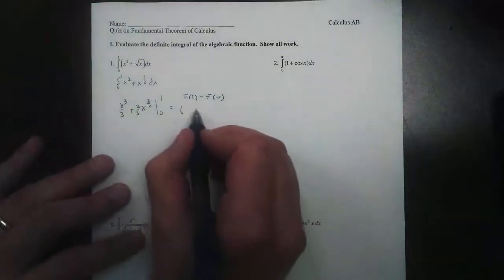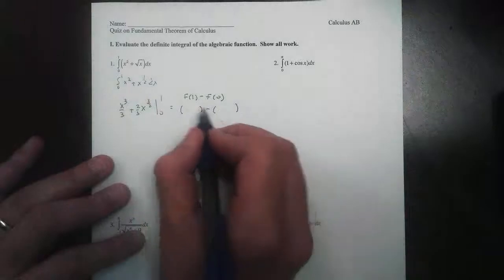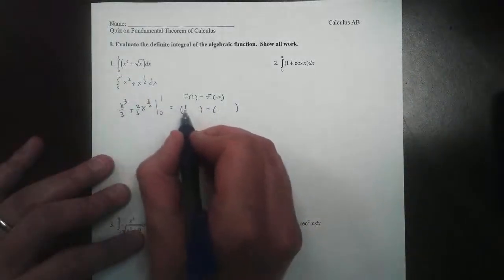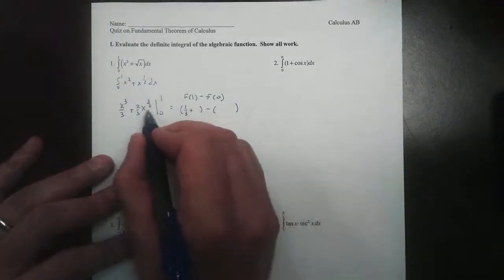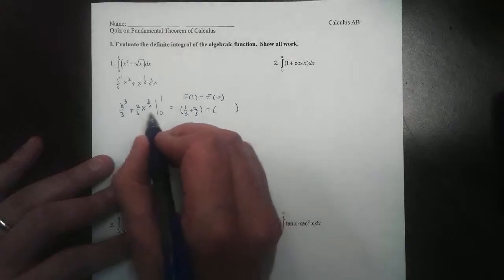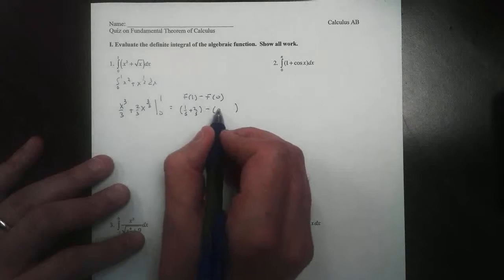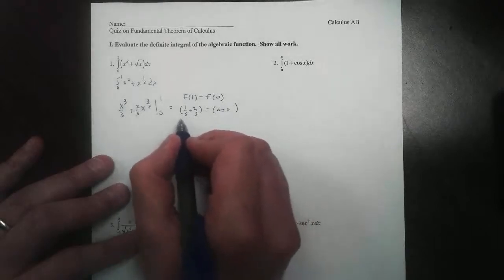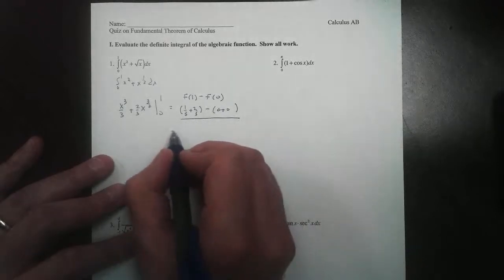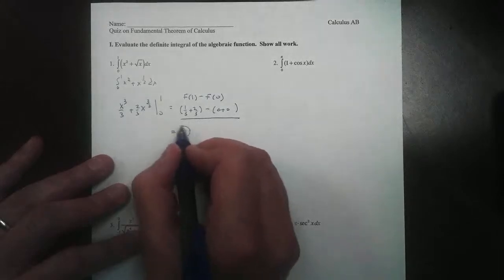And plugging it in, don't forget your parentheses, it does help. Plugging in the 1, here we get 1/3, plus, plugging the 1 here, we get 2/3, because 1 to the 3/2 is just 1. And plugging in the 0, we just get 0 plus 0. You can leave your answer as this, which is fine, or just reduce that to 1.